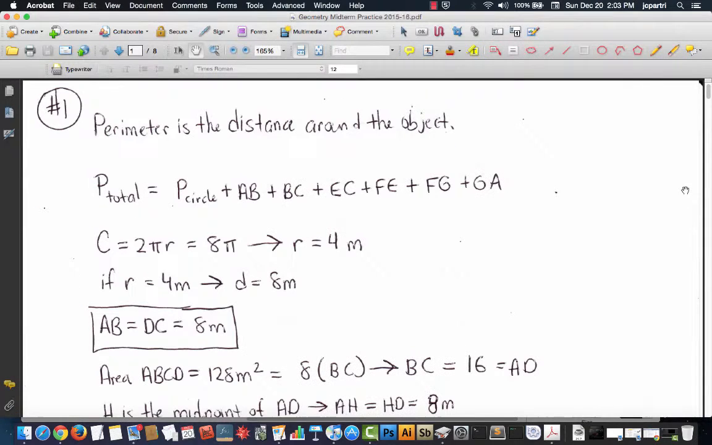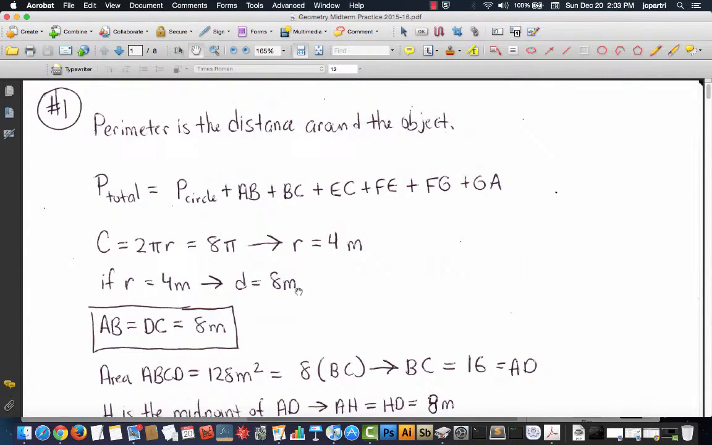Now let's go to the solutions worked out. So having your midterm with you so you can look on as I read this through, the total perimeter is the perimeter of the circle plus AB plus BC plus EC plus FE plus FG plus GA. We already know the circumference of a circle is 2 pi r, and we're given the circumference is 8 pi. This means that the radius has to be 4. Well, if the radius is 4, then the diameter is 8.